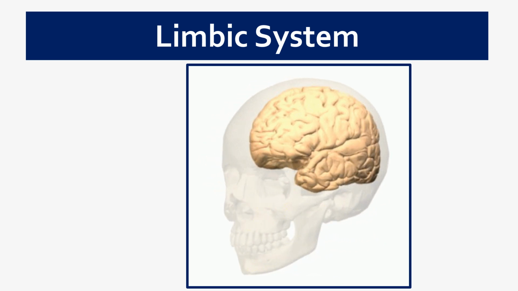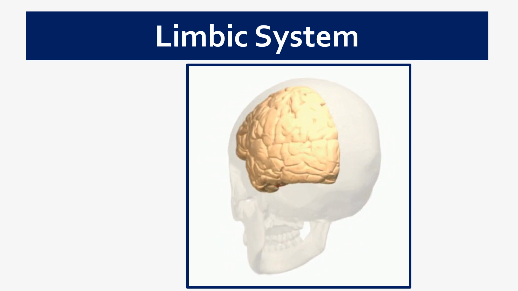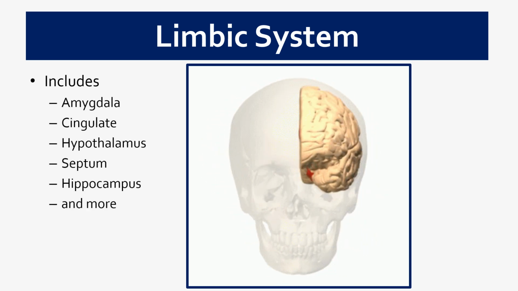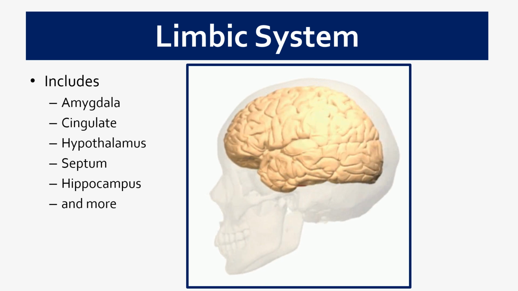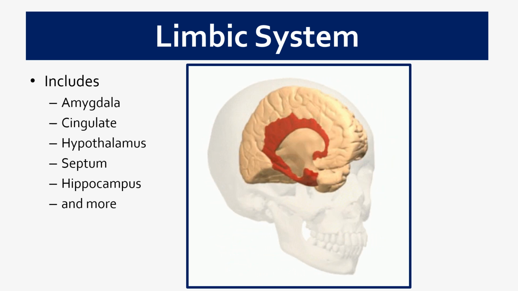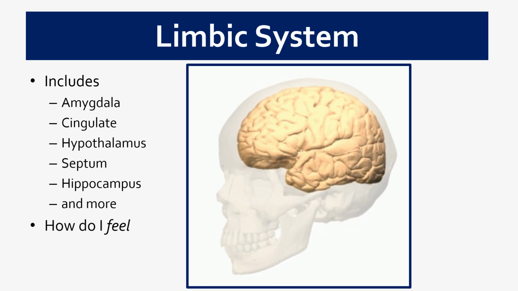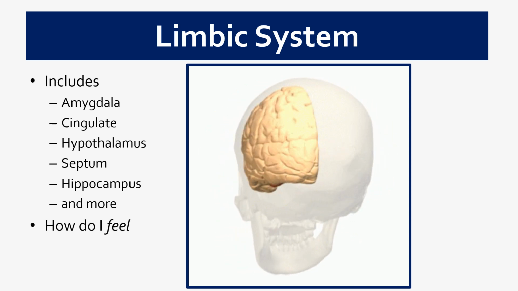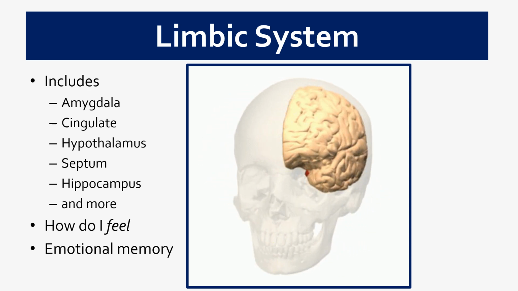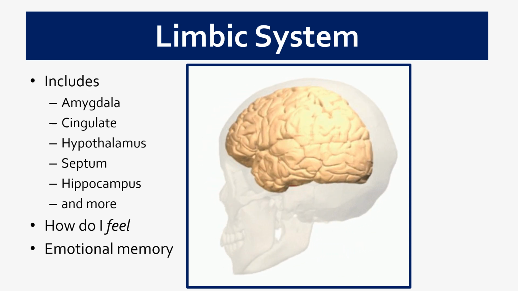There are lots of regions that come together to form the limbic system. They include the amygdala, the cingulate, the hypothalamus, septum, hippocampus, and more. As we covered in the other video, which is much more detailed about the role of the limbic system, very simply, what the limbic system does is it tells us how we feel about something. It's important for storing, processing, and contributing emotional memory when we're processing memory.